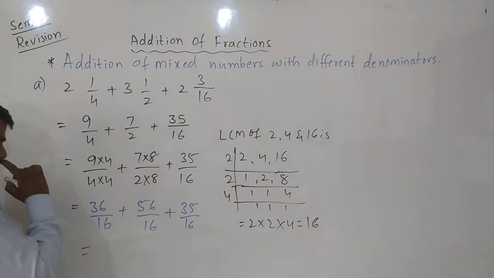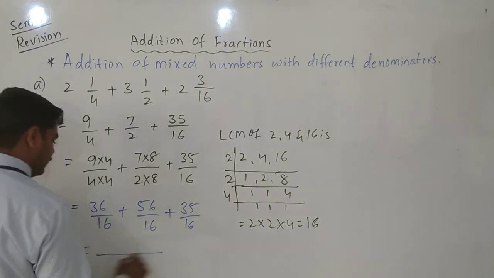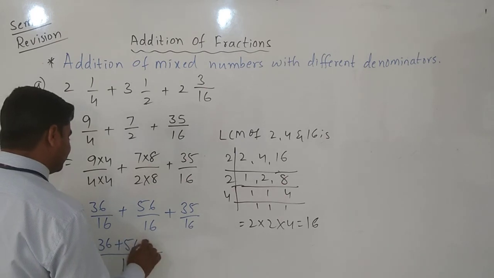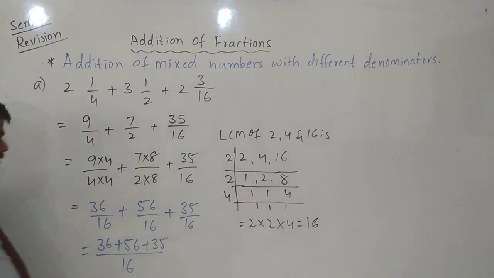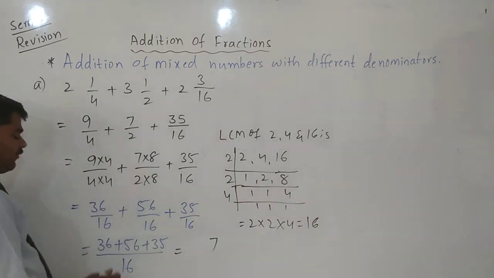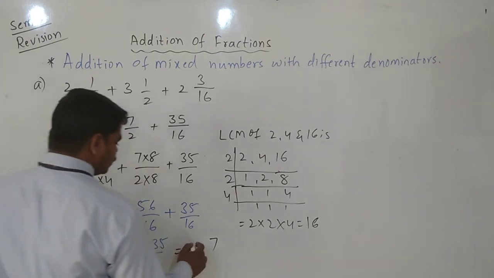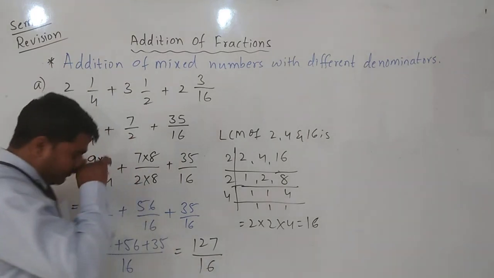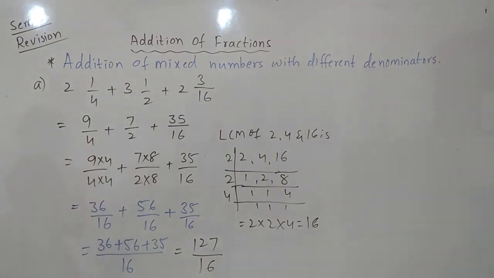Now we can add. 16 is the common denominator, 36 plus 56 plus 35. Ones place: 5 plus 6, 11, plus 6, 17. 1 carry. 1 plus 3, 4, 4 plus 5, 9, 9 plus 2, 11. So 127 by 16.